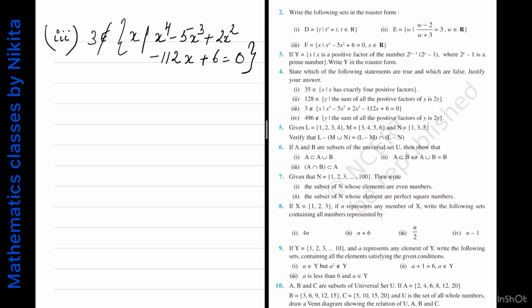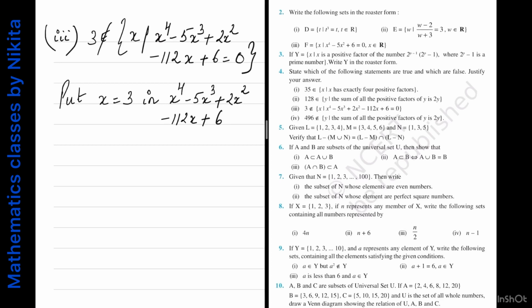Okay, yes or no? So in order to check whether 3 is a solution of this equation or not, we will put x equal to 3 in x to the power 4 minus 5x cube plus 2x square minus 112x plus 6. If it comes out to be 0, that means it is a solution and 3 belongs to this set. And if it does not come out to be 0, then it means that 3 does not belong to this set. So hence the given statement is true.